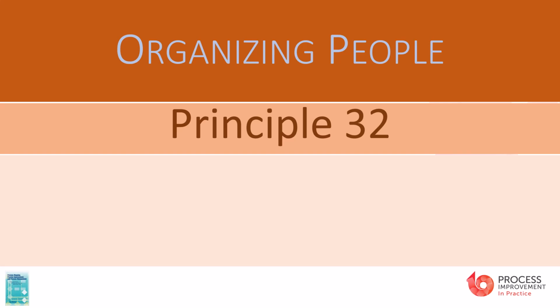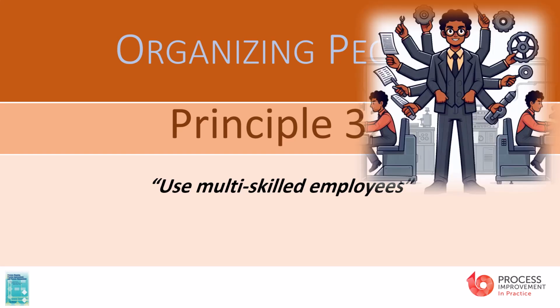The last principle of the organizing people group is about using multi-skilled workers in your process. Such employees contribute to breaking bottlenecks and hence reducing waiting times. Using multi-skilled employees allows you to combine activities that otherwise must have been performed by multiple employees.